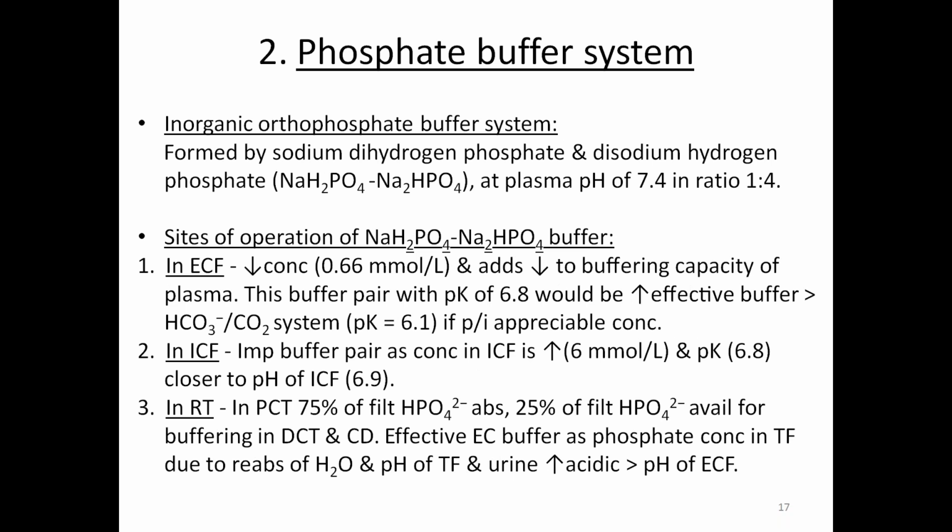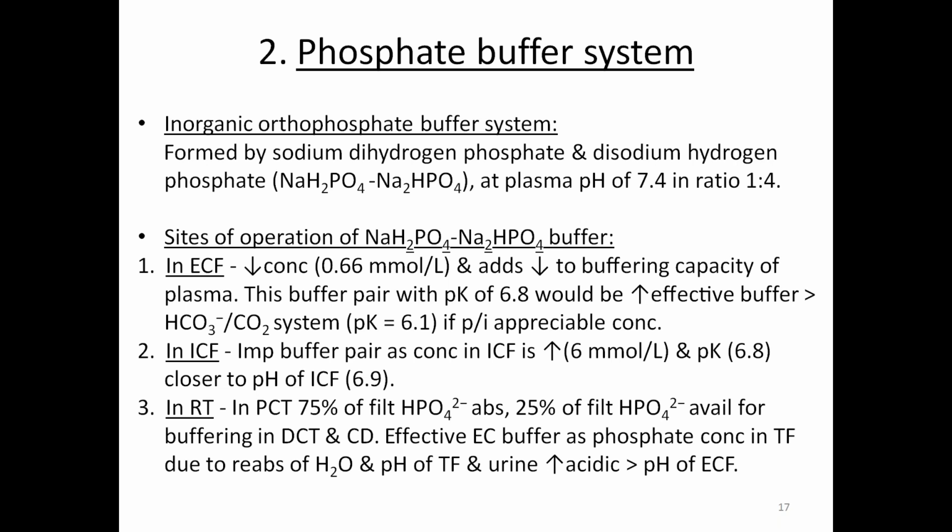Now you have an inorganic phosphate, orthophosphate buffer system, which is formed by sodium dihydrogen phosphate and disodium hydrogen phosphate, these two, which exist at a plasma pH of 7.4 in a concentration ratio of 1:4. Now, what are the sites of operation of this buffer system? One is in ECF, that is your plasma and interstitial fluid, where this buffer exists in a small concentration, and so it contributes little to the buffering capacity of plasma.